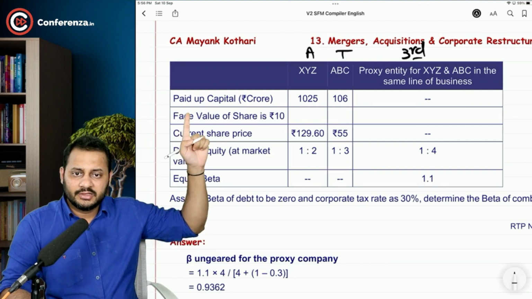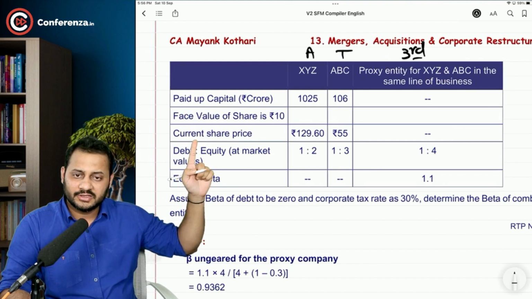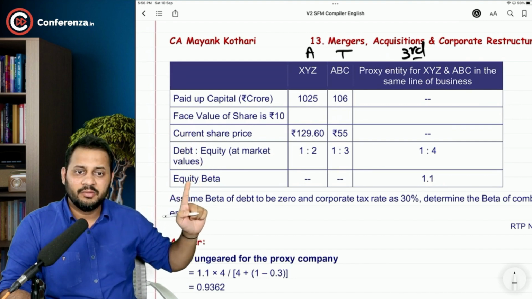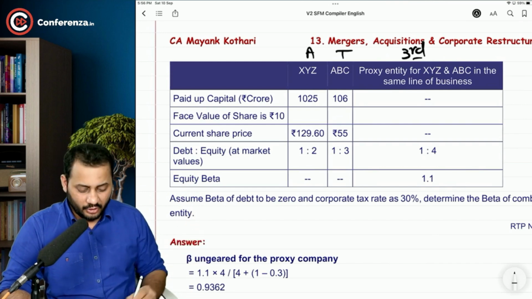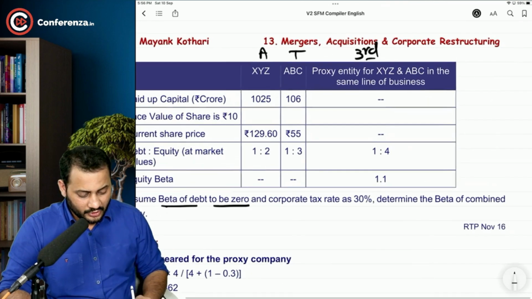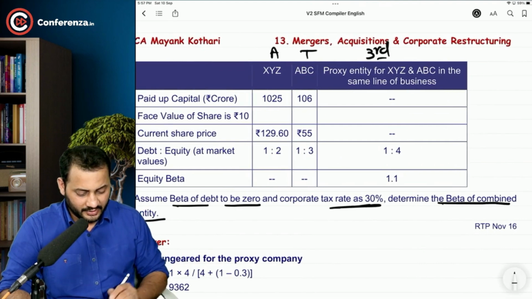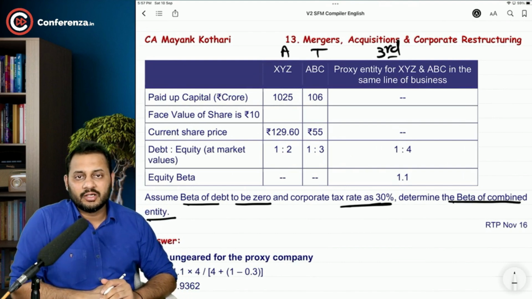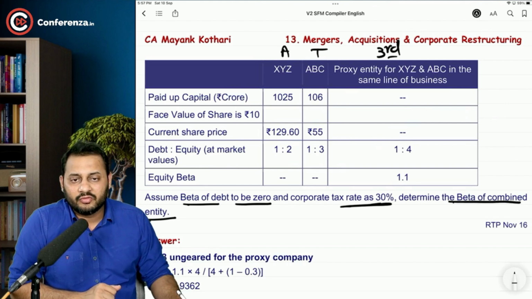Paid up capital is given. Face value of rupees 10 per share. Current share price is given. Debt equity ratio is given, and the equity beta is given. Assume the beta of the debt to be 0. Corporate tax rate is 30%. Determine the beta of the combined entity. How will you calculate the beta of the combined entity?